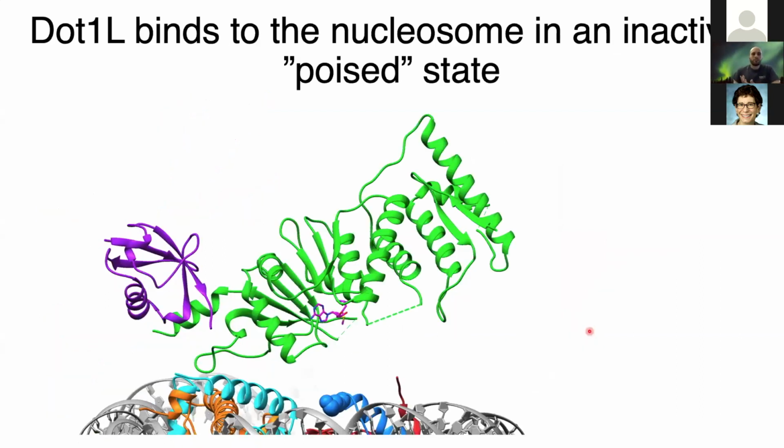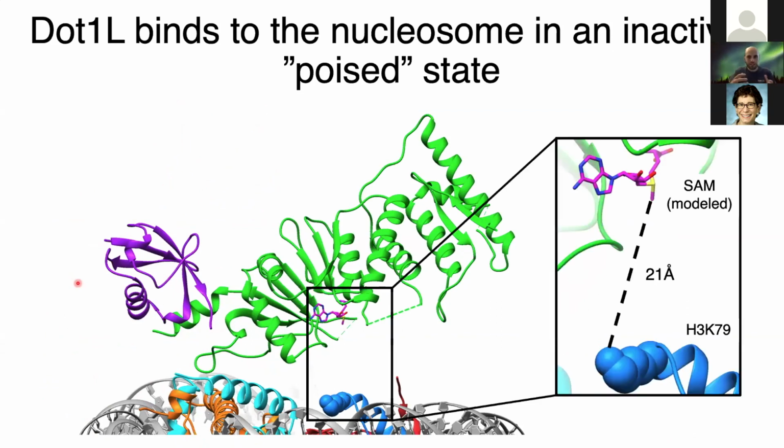So even though this structure nicely showed how Dot1L interacts with ubiquitin, it actually didn't reveal how Dot1L is activated by ubiquitin. And that's because the structure that I determined here is actually Dot1L held in an inactive state. You can clearly see that when you just compare the distance between a modeled SAM cofactor in the Dot1L binding site and the H3K79 side chain. So you just look at the distance between these two groups. It's 21 angstroms away. And this is a very, very large distance on the atomic scale.